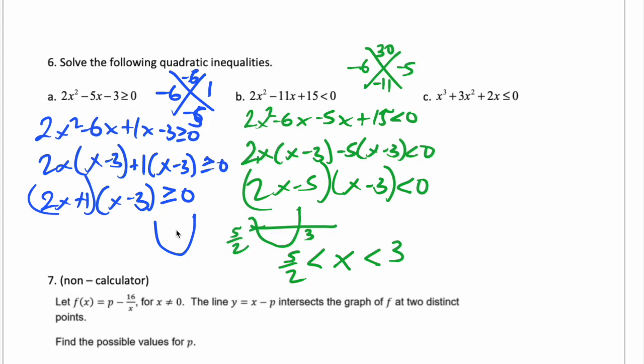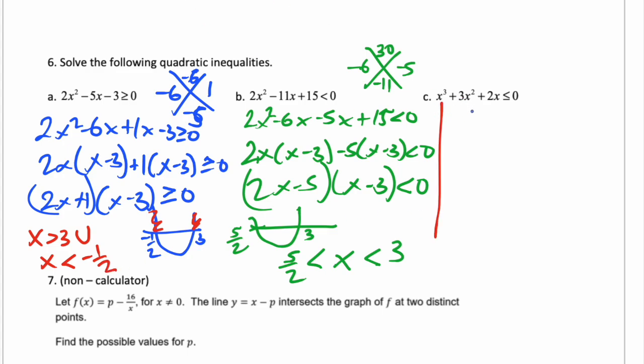This is a quadratic with roots -1/2 and 3. So greater than 0 is here and here. So that's x greater than 3 union x less than -1/2.